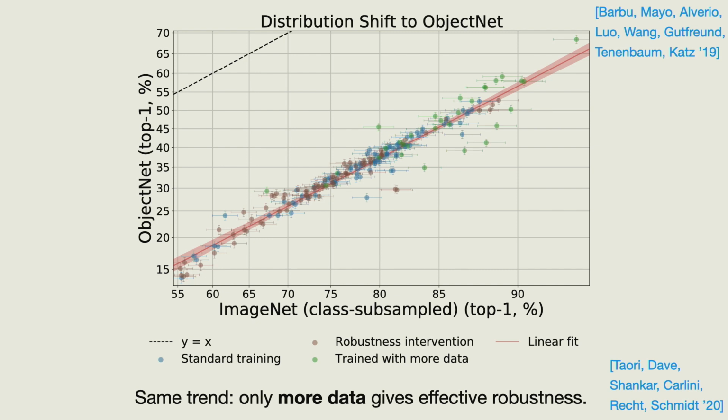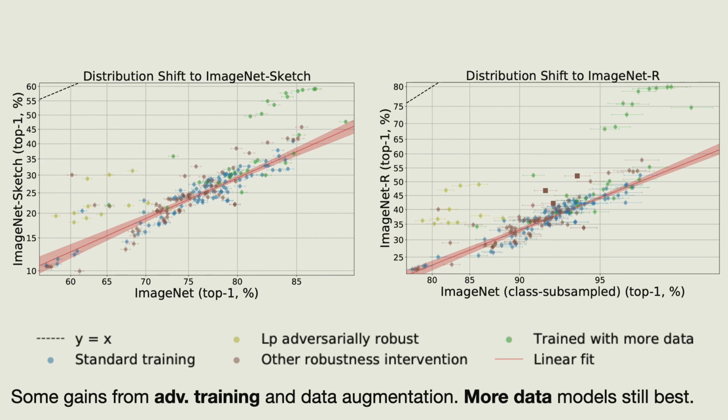Okay, and then we have two more. This is ImageNet Sketch and ImageNet R. And again, by far the best models are this cluster here of more data models. Here, data augmentation does help noticeably. So for some of these shifts, special data augmentation techniques can give you robustness, though not as much as the more data models. And for some reason here, there's a cluster of adversarially trained models. I've highlighted them here in yellow. I don't know what they do.